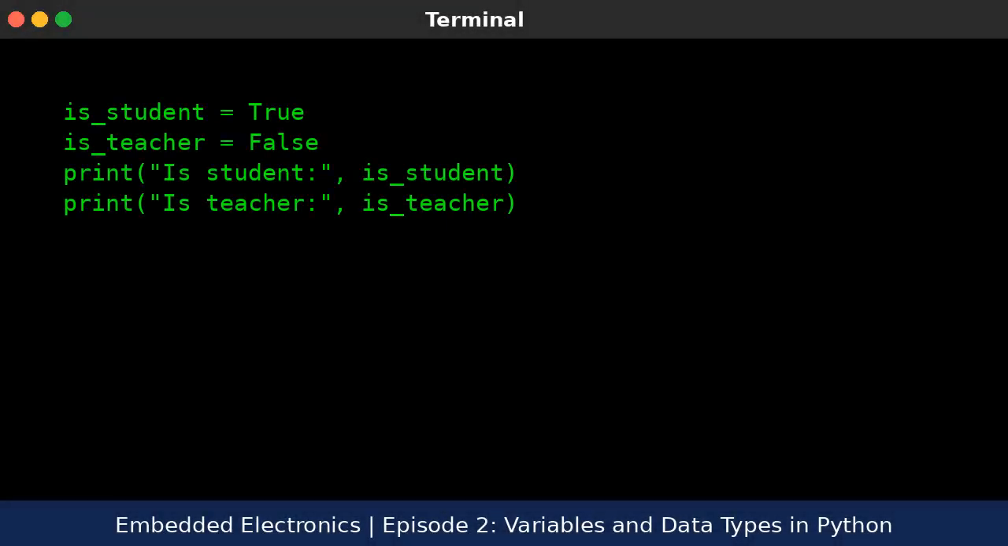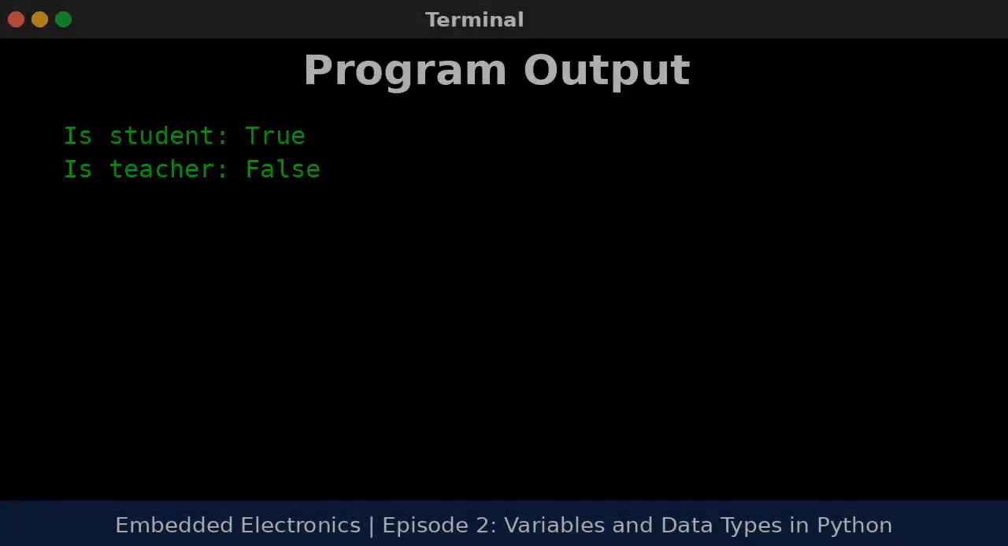Here we declare Boolean variables to store true and false values and print them. The output of example 4, Boolean variables, is as follows. Is student, true. Is teacher, false.